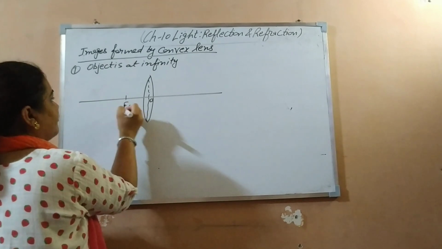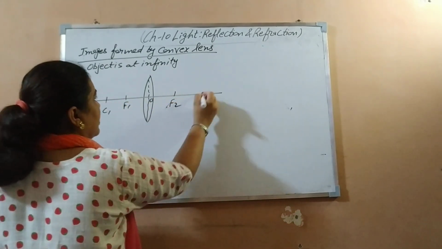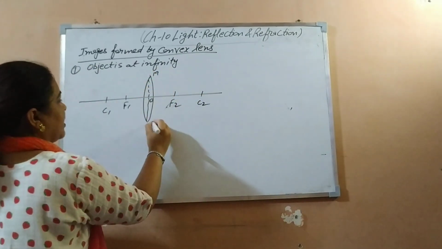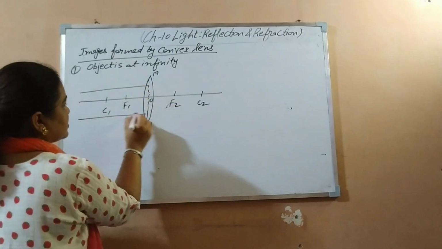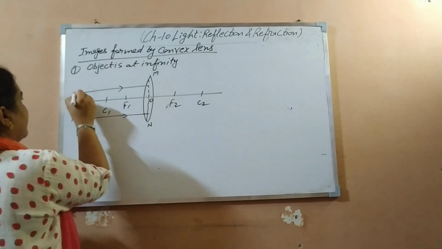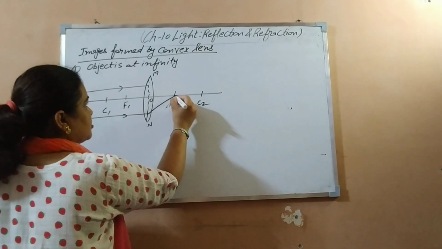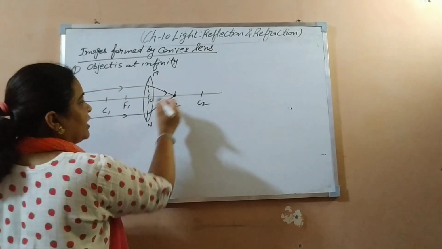So there is F1, C1, C2, F2, and C2 or 2F2. Its aperture is MN, or M dash N dash, also you can write, parallel to the principal axis. So this is parallel to the principal axis, as the object is at infinity. AB is the object which is at infinity. After refraction, the rays will converge to one point. On this point we will get a point-sized image.